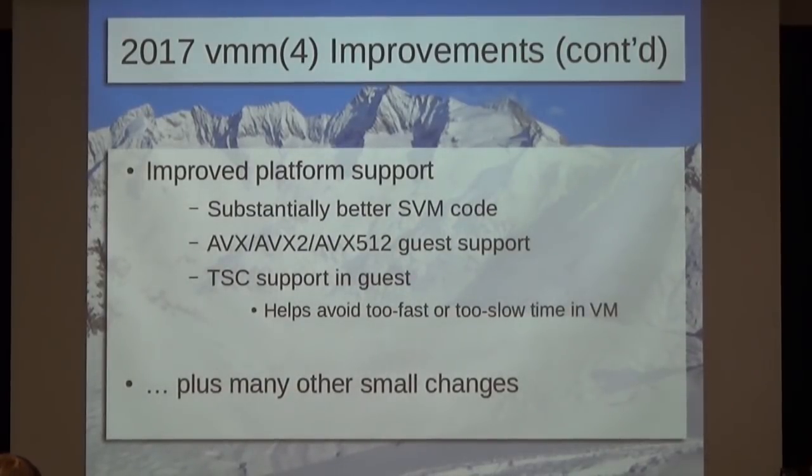This is just an example. I counted CVS commits last night for VMM, VM control, and VMD, and there were about 350 commits, so this is not all a big list. There's a lot of small bug fixes that went in there as well. Okay.